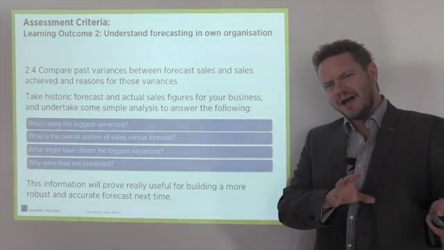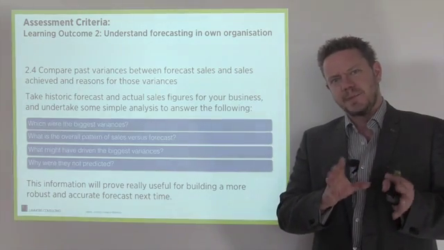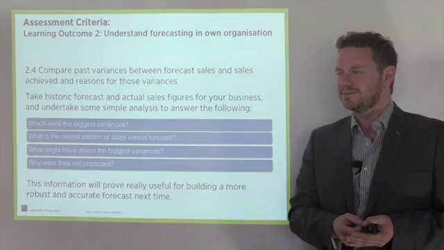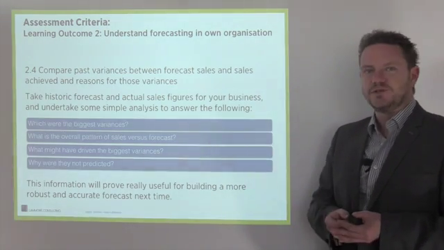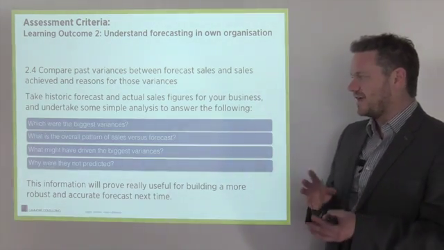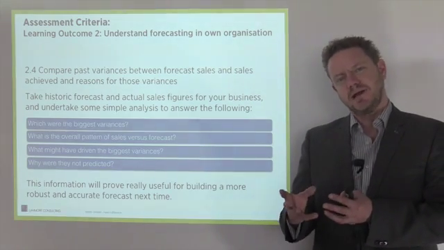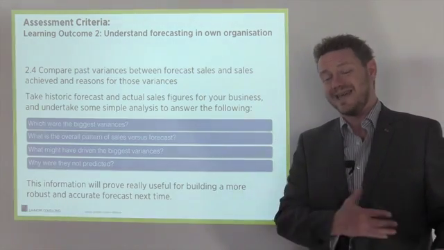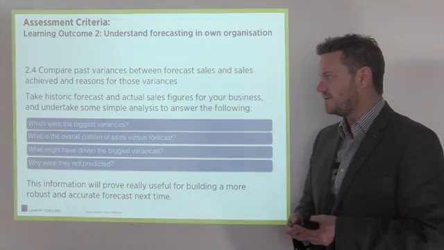You need to go and have a look at your historic data and look at the variances that you had to explain in the past, or that you should potentially have explained in the past. Look at which ones were the biggest. Look at the pattern of sales versus forecast. Is there a shape to it? Is there something that we could build into our prediction of the future to take away a lot of the variances that have happened in the past?